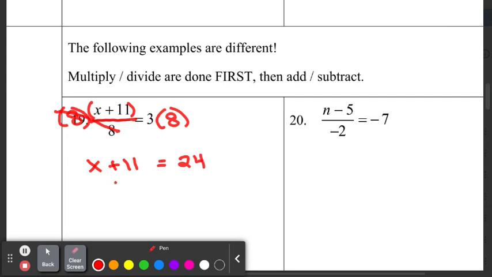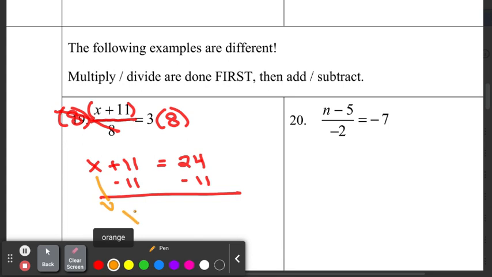Now we can get the x by itself, minus 11 on both sides. Bring down your x. That cancels out. 24 minus 11 is 13.